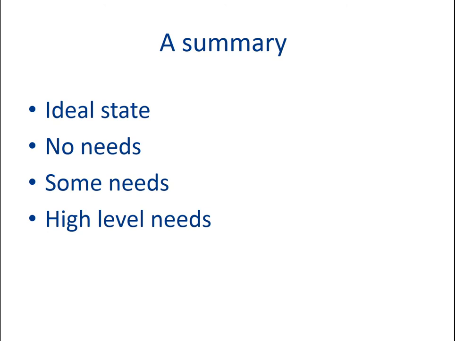So to summarise, most ASCOT measures have 4 outcome states per domain. The ideal state, where their preferences and wishes are being met. No needs, which is a kind of mustn't grumble. Some needs, it's affecting my quality of life. And high needs, it's affecting my physical or mental health.